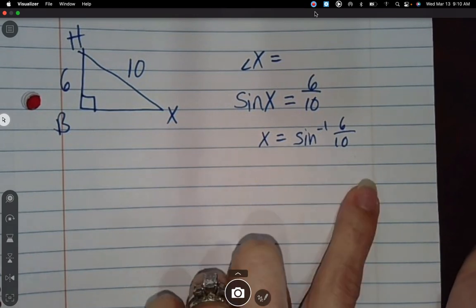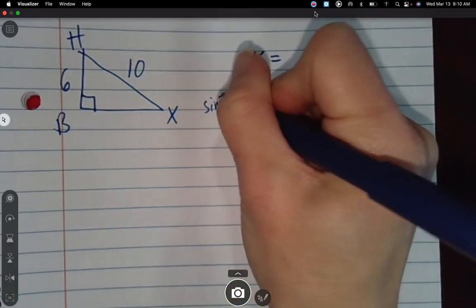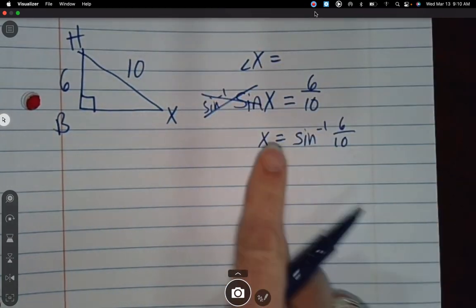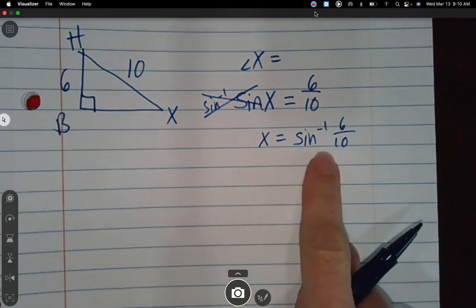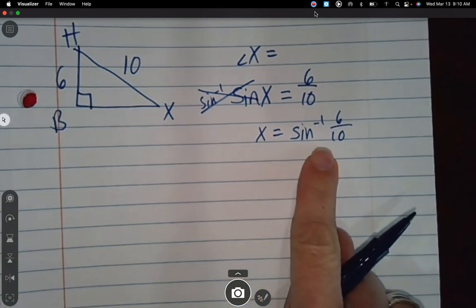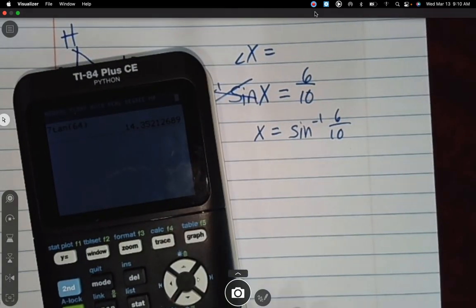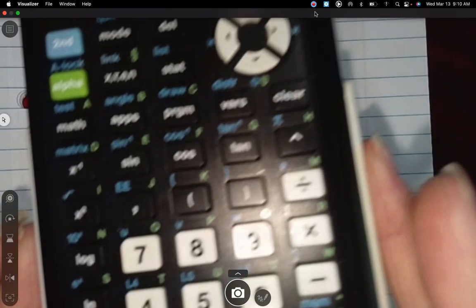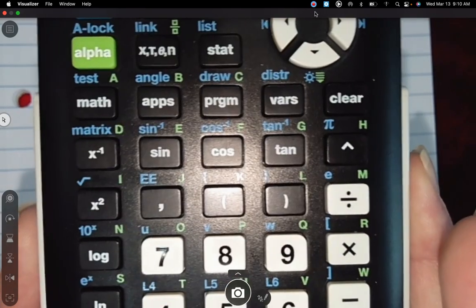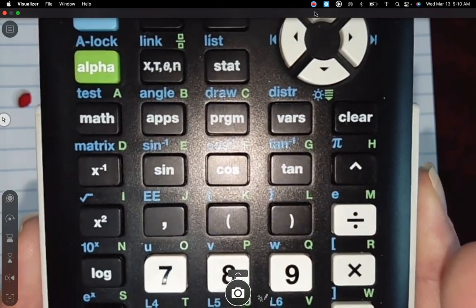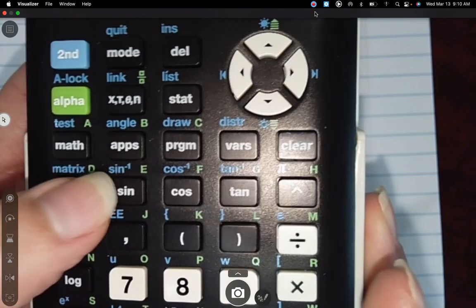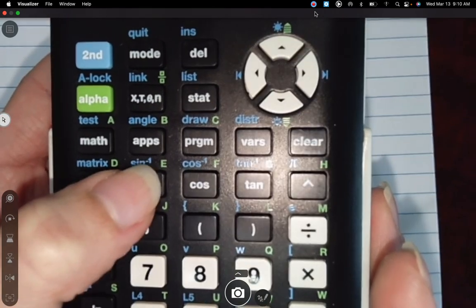It's like the opposite. So what would make sine cancel out if I do it on this side? And that's a button on your calculator. Okay? It's the inverse. It's like taking the opposite. So watch. Where's the sine inverse button? Everybody look at the sine button. What is right above it? The inverse. That's what the -1 means. It means it's the inverse.